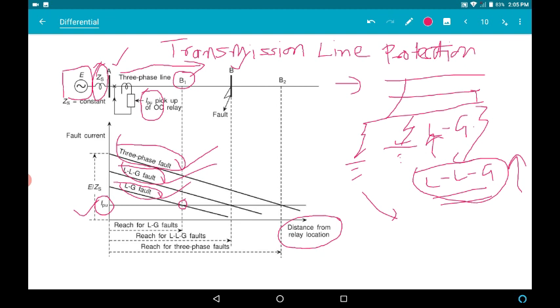Same thing will occur for the line to line to ground fault, that means this second fault, LLG fault. Same thing will happen for this, but it will continue till this point. The pickup current will be less than the fault current, so the relay will operate, but beyond this point the relay will not operate because there is a fault at this particular point. All right, and same logic can be applied to the three-phase fault, and the three-phase fault will continue to be detected till this point B2, and beyond this point it will not be detected, right?